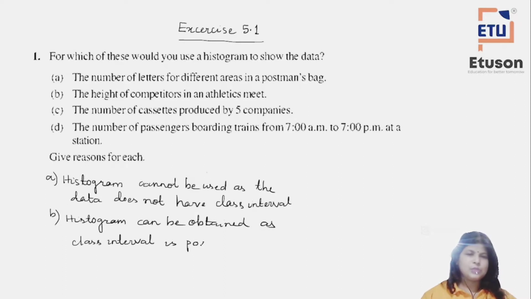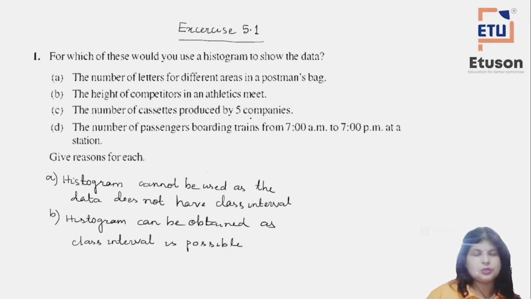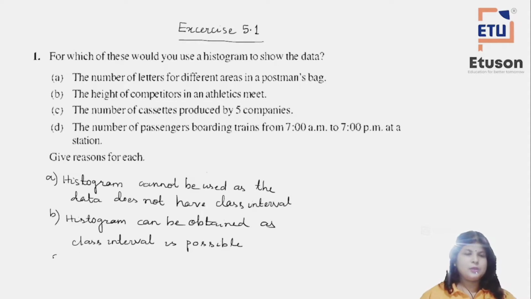Okay, so now let us read the third bit, that is the number of cassettes produced by 5 companies. So can you group the number of cassettes produced by 5 companies? No, right? So there is no class interval in this. So histogram cannot be drawn or used.